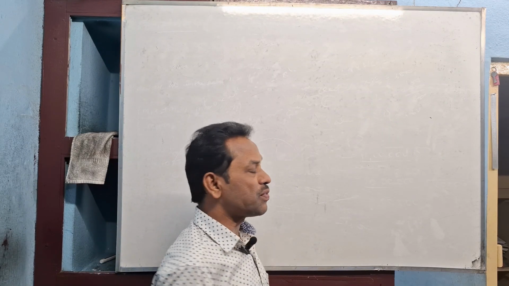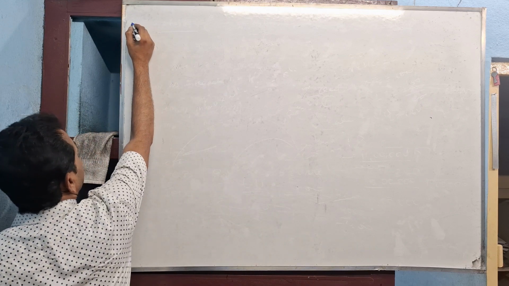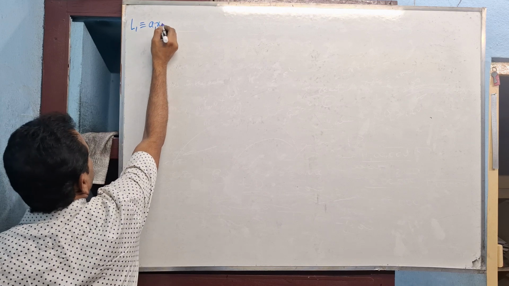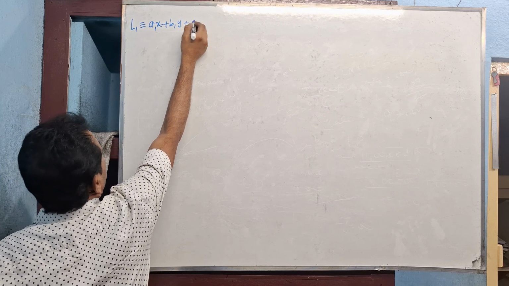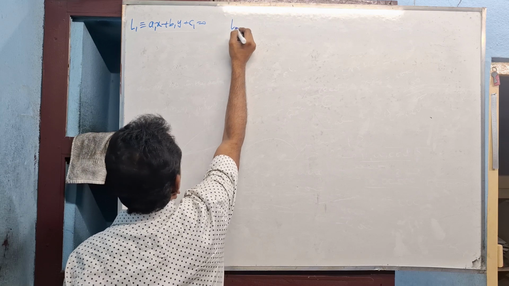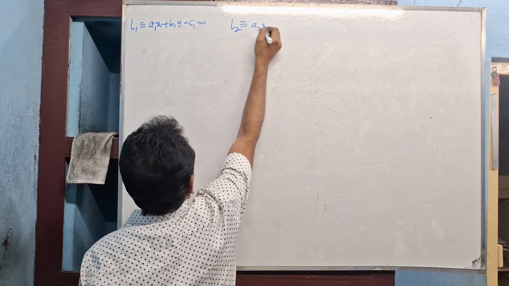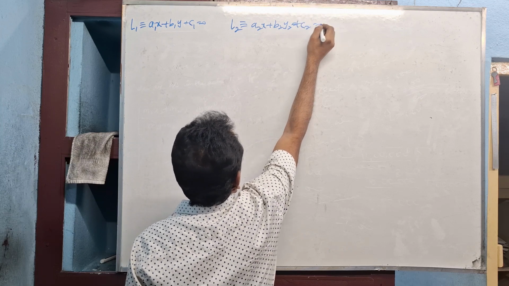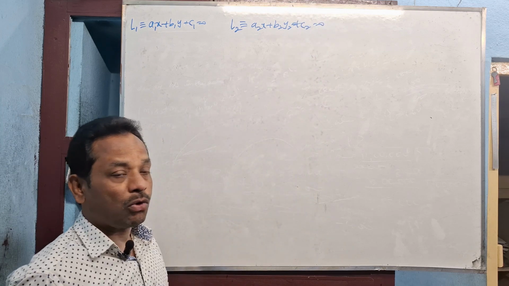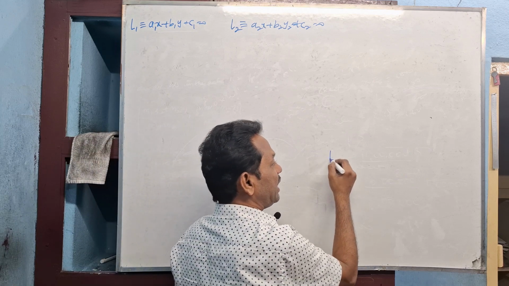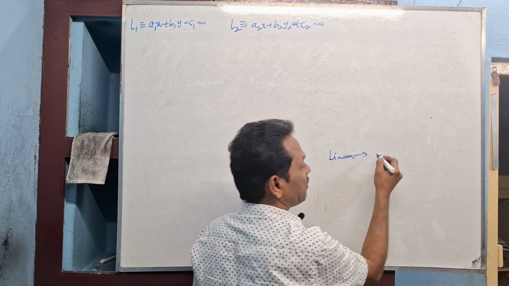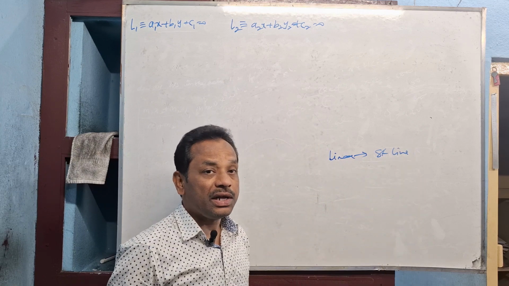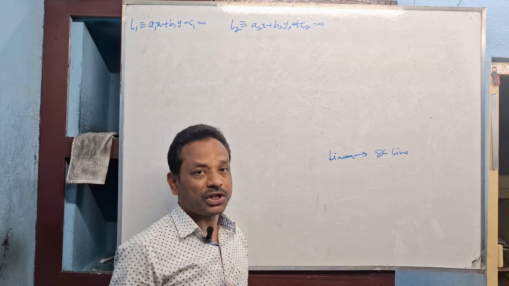Bachcho, make a note of this. Let me take two linear equations. The first linear equation is a1x plus b1y plus c1 equals 0. The second equation is a2x plus b2y plus c2 equals 0. Bachcho, make a note. The graph of a linear equation always represents a straight line.